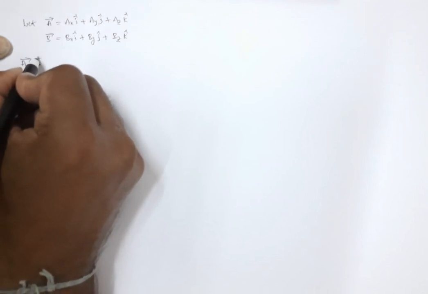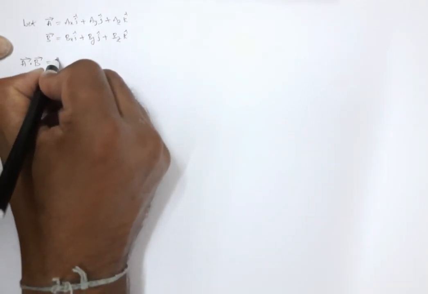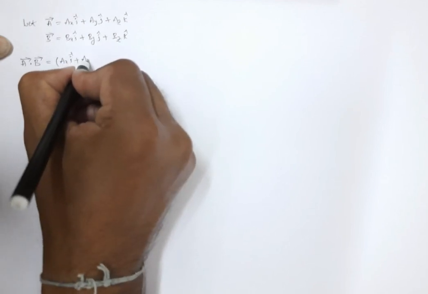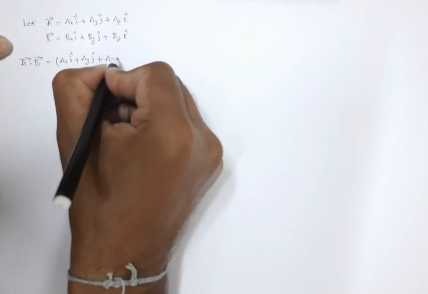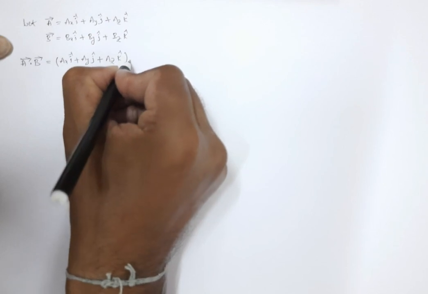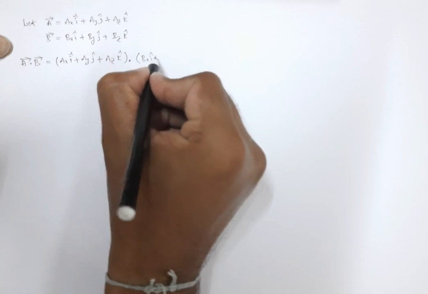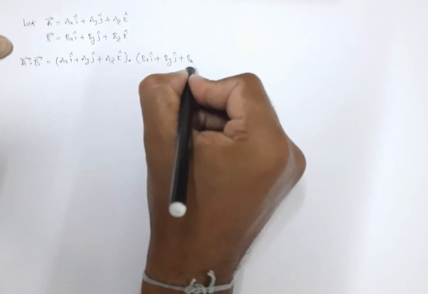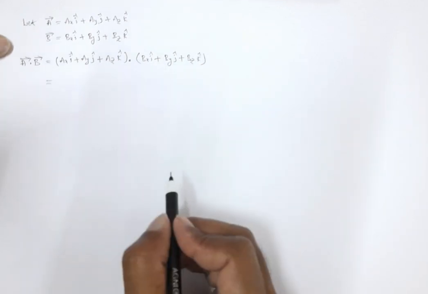a bar dot b bar. So first, what do we do? First we take the first vector, ax i cap, ay j cap plus az k cap, dot bx i cap, by j cap and bz k cap. We have already learned the dot product is distributive.